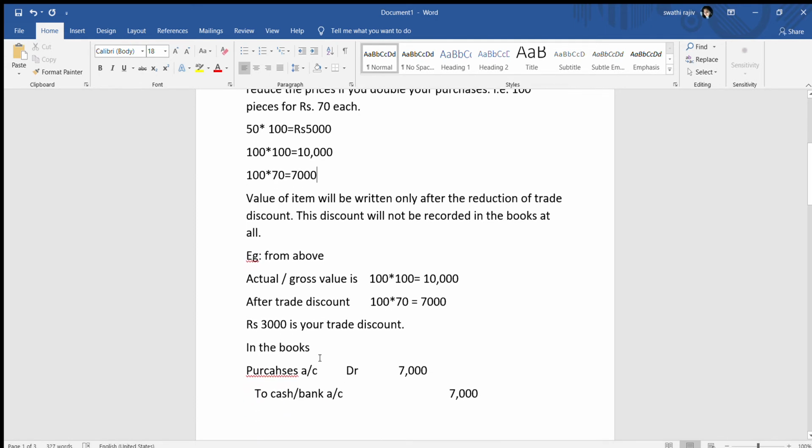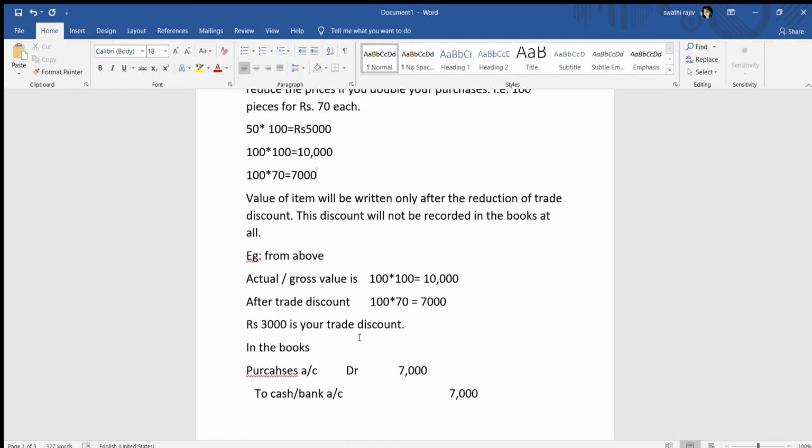We'll further understand this with the help of the same example. Gross value would be how much? Actually for 100 pieces you had to pay 100 each, so it would have been 10,000. But after trade discount, if you're going by the wholesaler's words and getting this discount, it would just be 100 into 70 rupees each, and you're getting 100 pieces for 7,000. So what is that 3,000 difference? The 3,000 is your trade discount that happens between wholesaler and retailer alone.